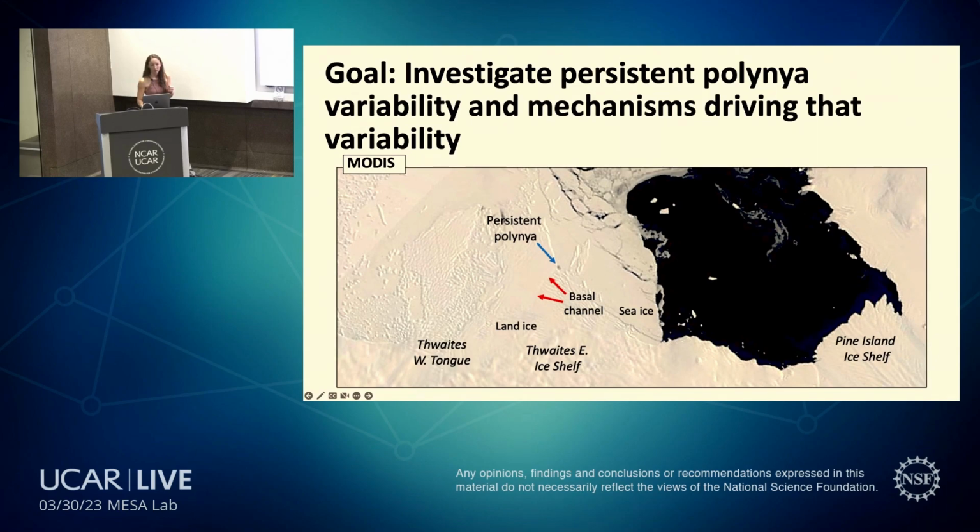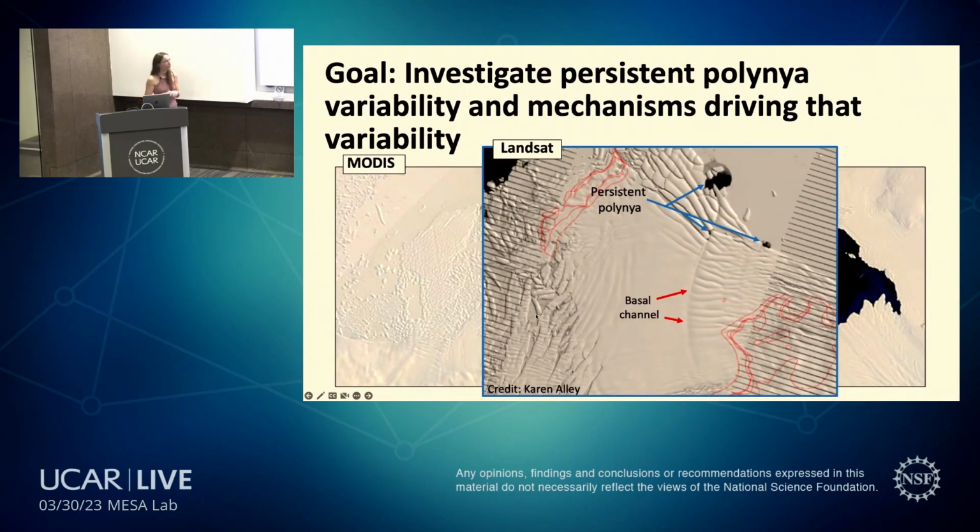This is open water. This is Pine Island Bay. This is sea ice. So this is that ice that forms on the ocean. And then you'll notice this dark spot here. This is the persistent polynya and the basal channel. I'll zoom in with Landsat. You can see how much more detailed it is. This is the persistent polynya and the surface expression of the basal channel. So we can actually see this from satellite, and we want to investigate the mechanism driving the variability in that polynya.